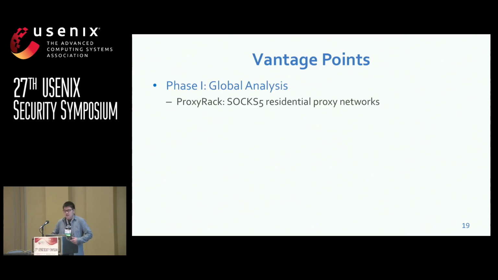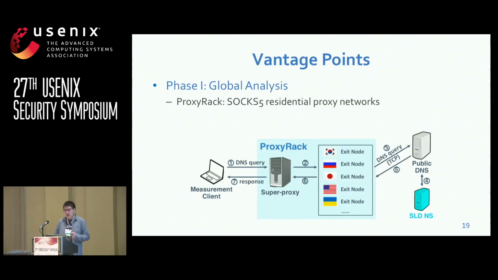Okay, to address this challenge, we designed two phases of measurement. The first phase is called global analysis, where we use ProxyRack to collect vantage points. ProxyRack is a VPN-model-based SOCKS residential proxy network. It allows us to send DNS requests to any IP addresses.